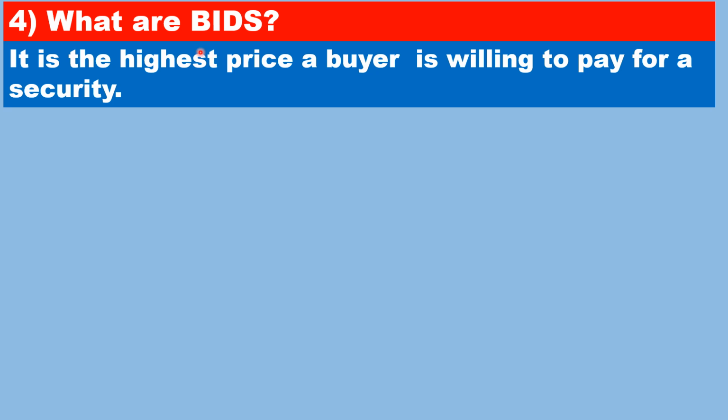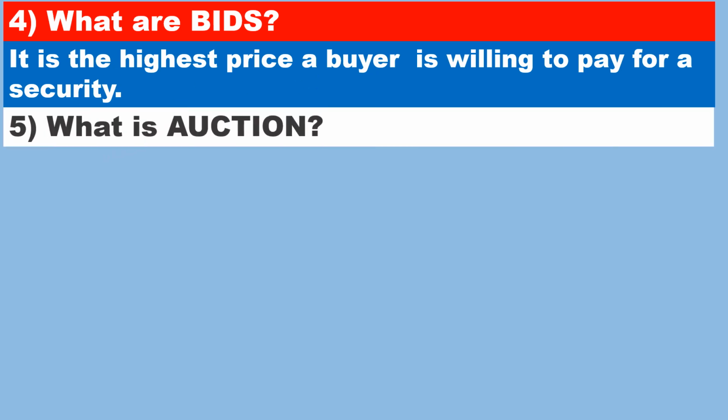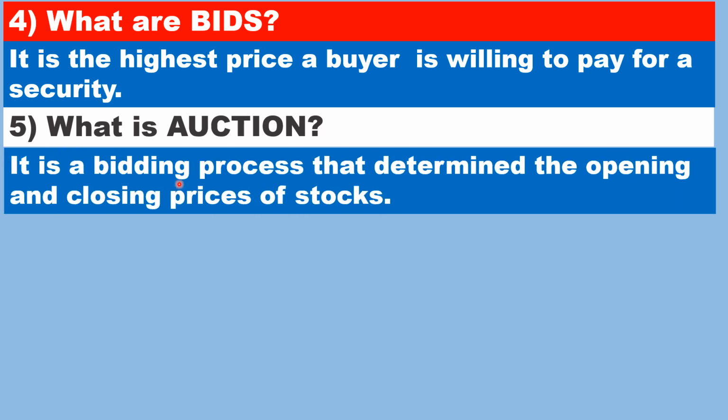Okay, next, what are bids? A bid is the highest price a buyer is willing to pay for a security or stock. Now what is an auction? This is a bidding process only, to make it transparent, to show what is happening during the bidding. It is a bidding process that determines the opening price and closing prices of stocks.